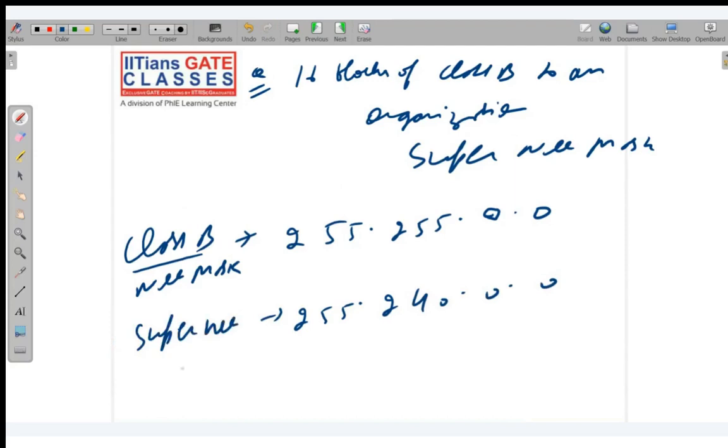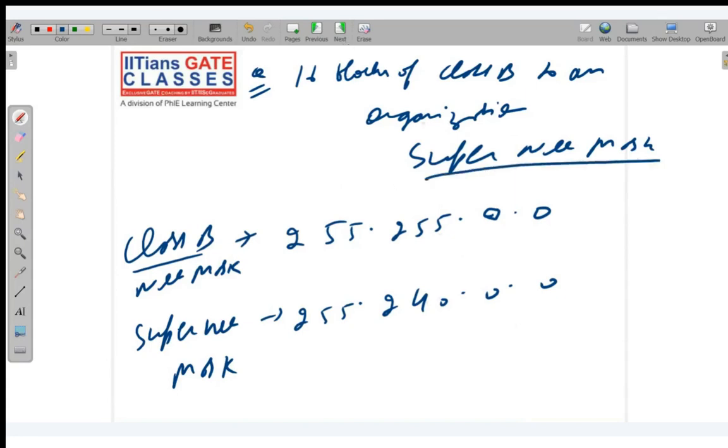So now I think these questions are trivial. You can do it yourself. Any doubt here about why we are subtracting 15 and all? 15 zeros, 4 bits of last zeros, so you will get 240. Okay, that's it. So this is all about the supernet mask.